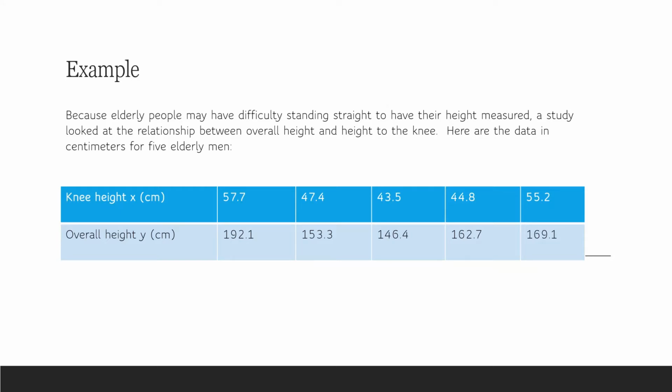So we can find the relationship between the two variables x and y, where x is our explanatory variable, knee height, and y is the response variable, that's what we are trying to predict, that is our overall height. And here is the data. The data for 5 elderly men are given. Let's make use of this example to discuss the different properties of our correlation coefficient.